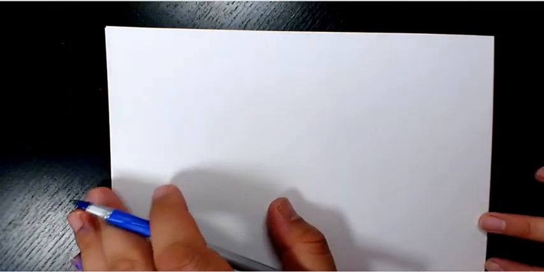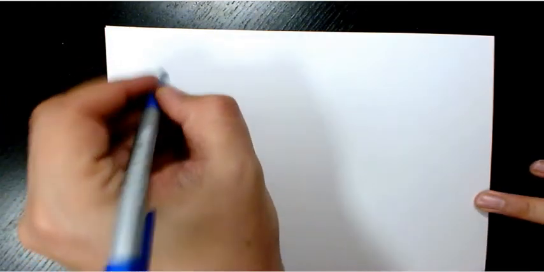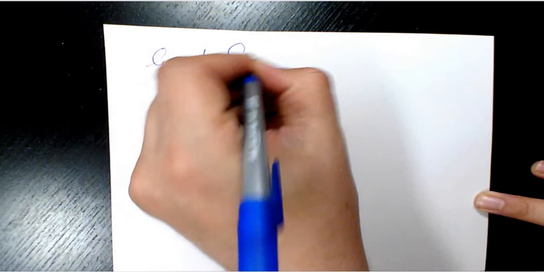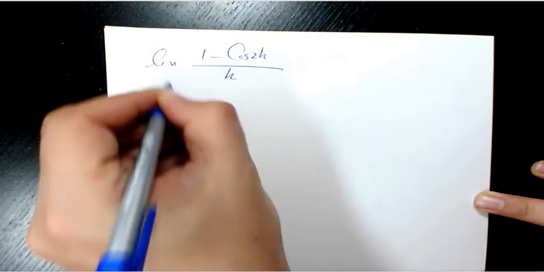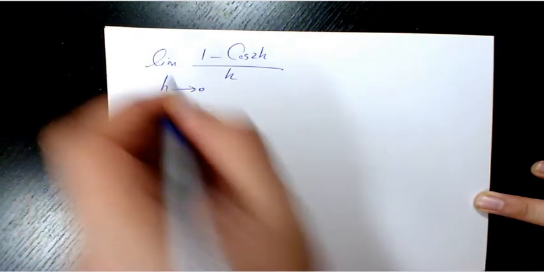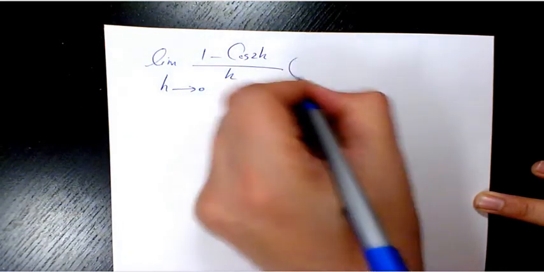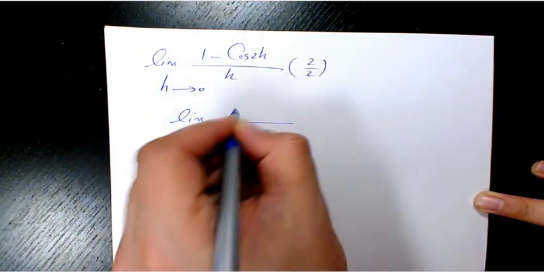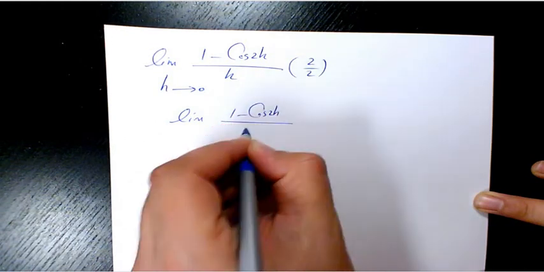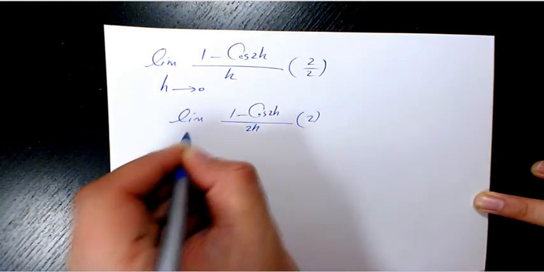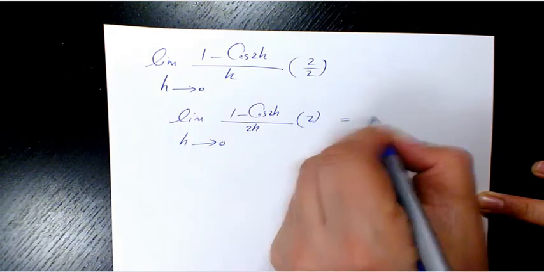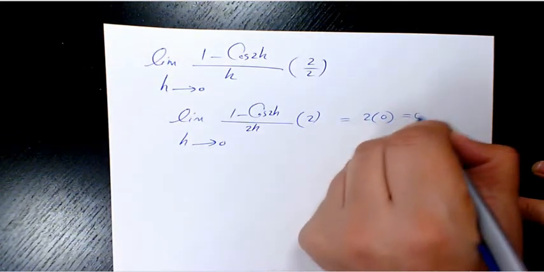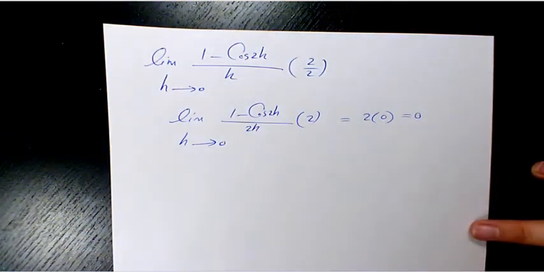Next one is the limit of 1 minus cosine 2h over h when h is approaching 0. You multiply it by 2 over 2, so it's going to be the limit of 1 minus cosine 2h over 2h times 2 when h is approaching 0. That's going to be 2 times 0, which is going to be 0.